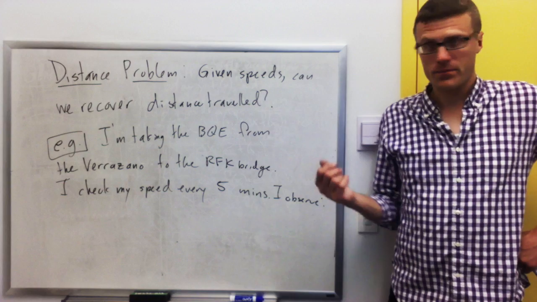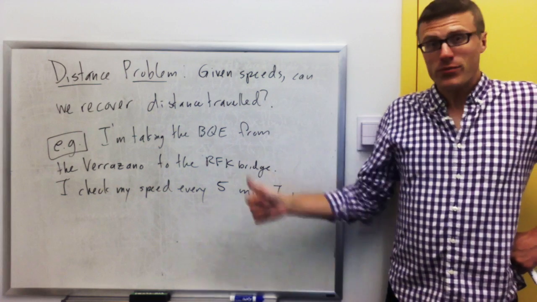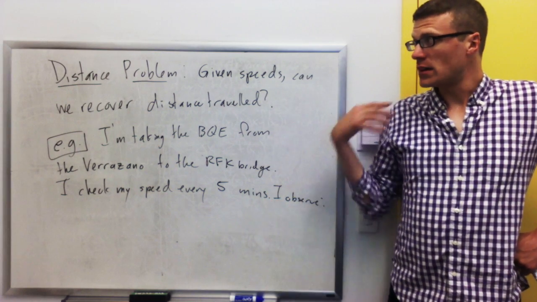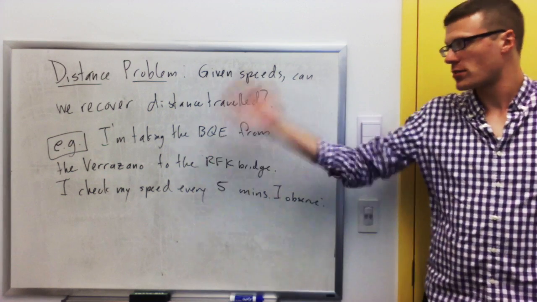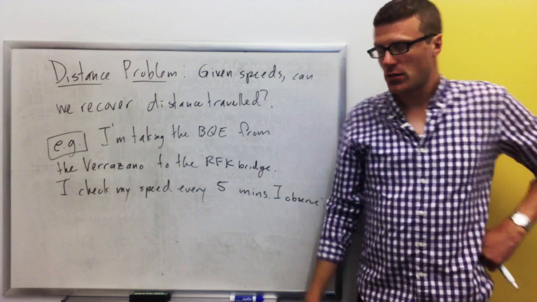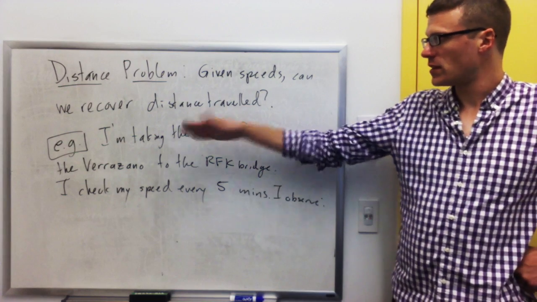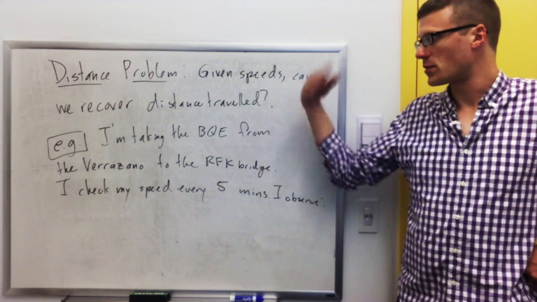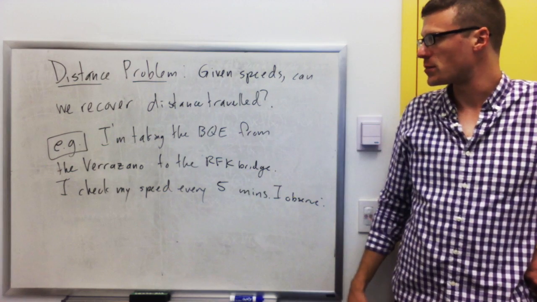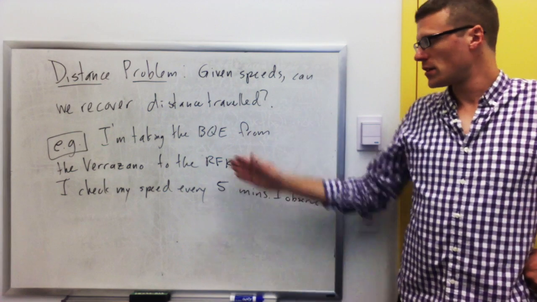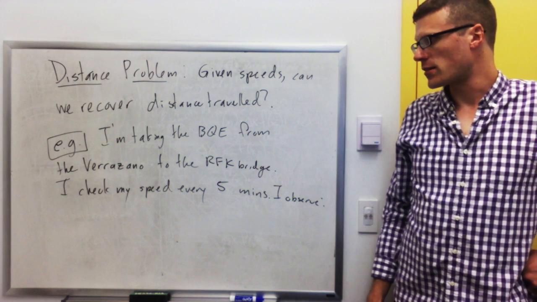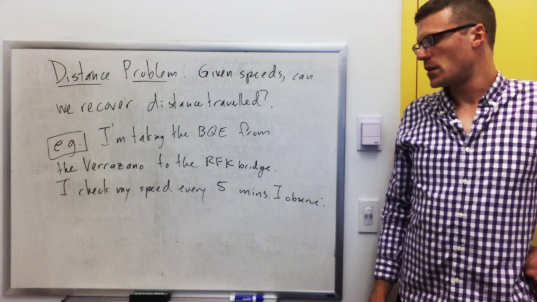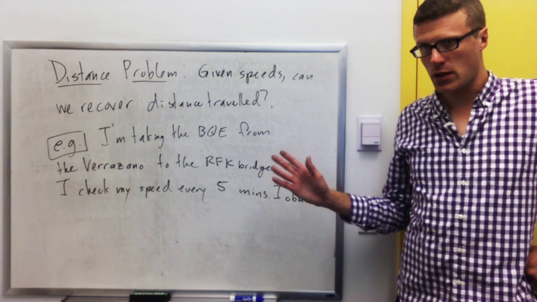And, well, yeah. The inverse problem to that pretty clearly is the distance, or I suppose position, problem. Given speeds or velocities, can we recover the distance traveled? So the velocity problem is starting with the position, getting to the velocity. This problem is starting with the velocity or speed, getting to the distance or position. So for example, let's say I'm taking the BQE from the Verrazzano to the RFK bridge. I check my speed about every 5 minutes and I observe the following.